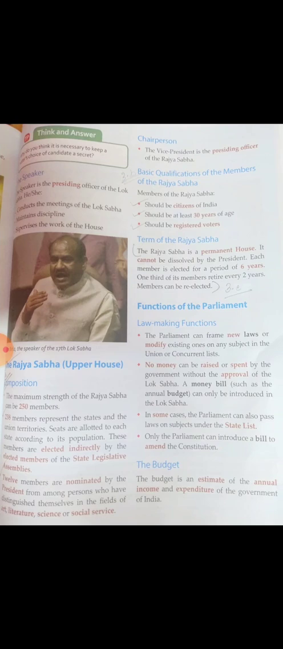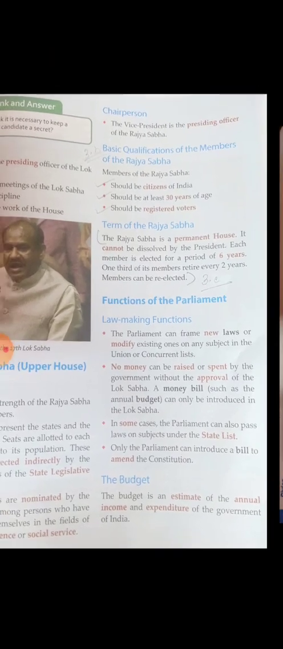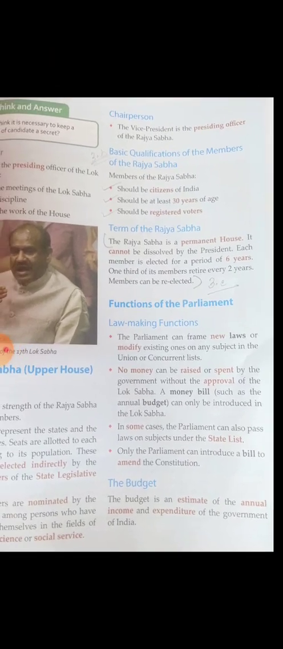What are the functions? First is the law making function. As we know, the legislature, executive and judiciary are the organs of the government. Legislature is the law making body, and the Indian parliament is the law making body. Here new laws are made by the Indian parliament, or laws are modified by the parliament. Any matter which comes under the union list or the concurrent list, the parliament can make changes or modify.